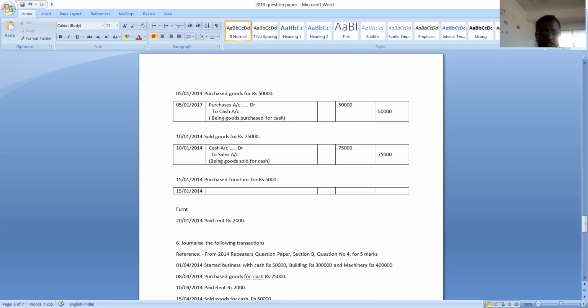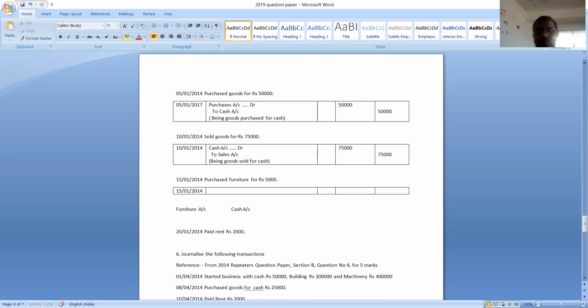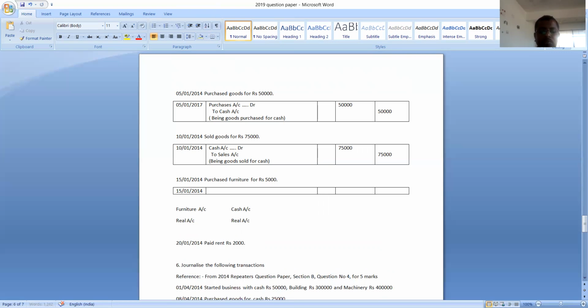Since you have purchased an asset, the asset account will come. Which is that asset? It is furniture. So one is a furniture account and another one is a cash account. Purchased furniture for rupees 5,000 means you purchased furniture and paid cash of rupees 5,000. Furniture is a real account because it is an asset. Cash is also a real account because it is also an asset. We should check which asset is coming into the business and which asset is going out of the business. Debit what comes in, credit what goes out is the rule of real account, right? Here furniture comes in, cash goes out.